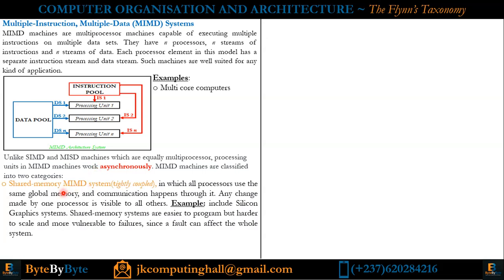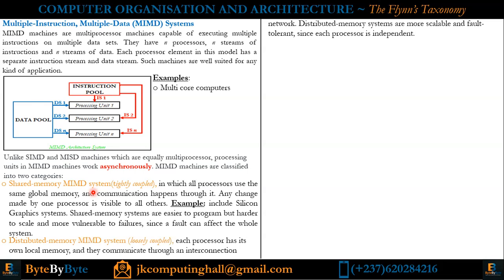We have the shared memory MIMD systems, also known as tightly coupled, in which all processors use the same global memory and communication happens through it. Any change made by one processor is visible to all the others. That's why we say they are tightly coupled: they share the same memory. Examples include the Silicon Graphics system. Shared memory systems are easier to program but harder to scale and more vulnerable to failures, since a fault can affect the whole system.